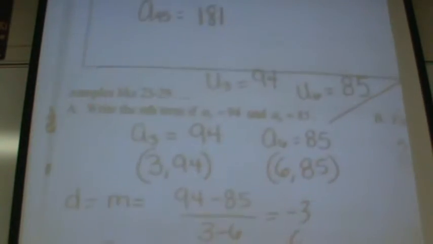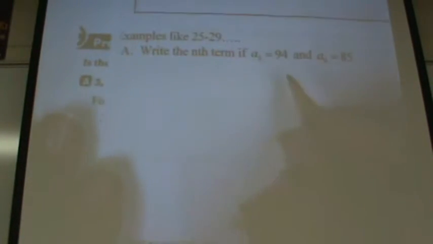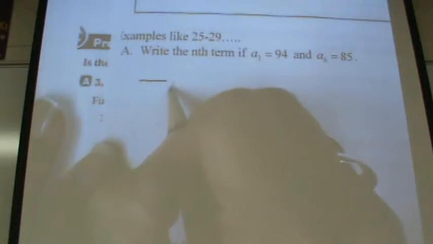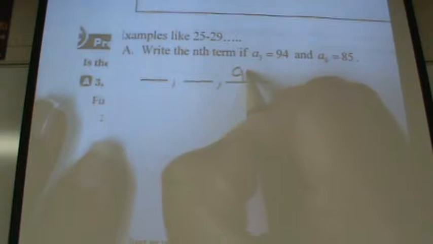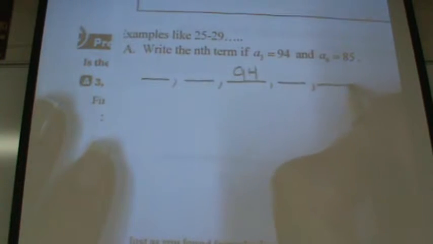Then this is where we kind of ran out of time, if I remember. Okay, now what happens when, and I'm going to start over right here on this clean sheet, they give you the third term. We don't know the first, we don't know the second, but we know the third term is 94. We don't know the fourth, we don't know the fifth, but we know the sixth term is 85.